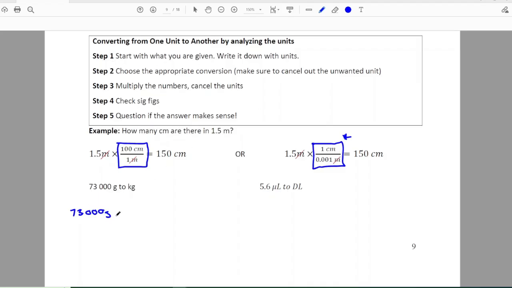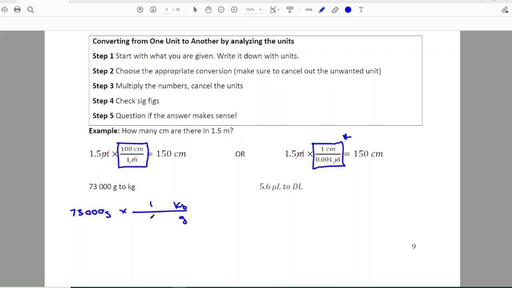Write it down with units, 73,000 grams. Step number 2, choose an appropriate conversion. Make sure to cancel out the unwanted unit. So if I'm in grams, I want to get rid of grams. They go on the bottom. And what I want is kilograms. Then I have to find a conversion.